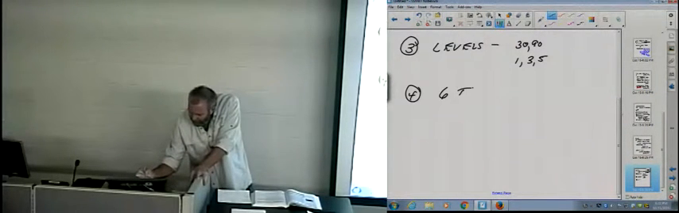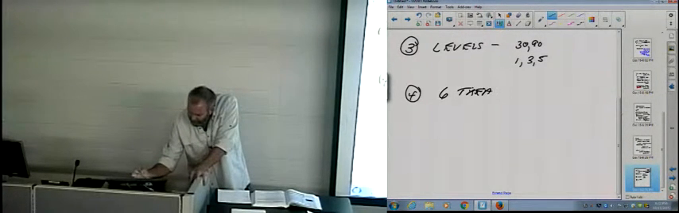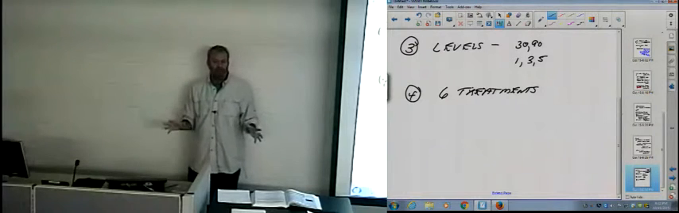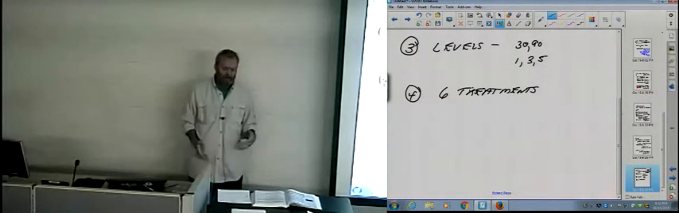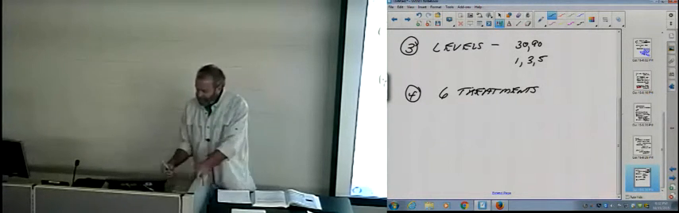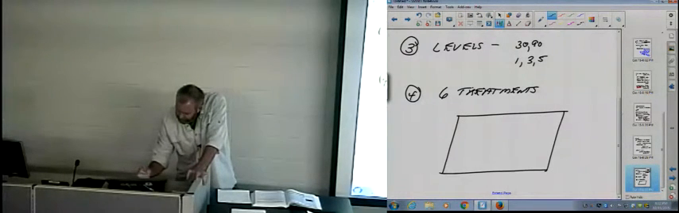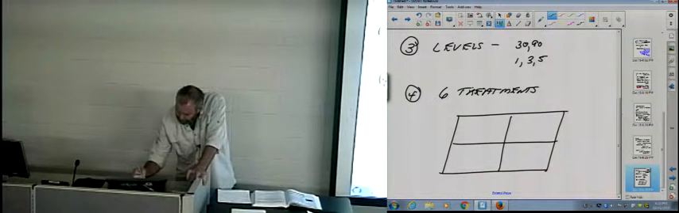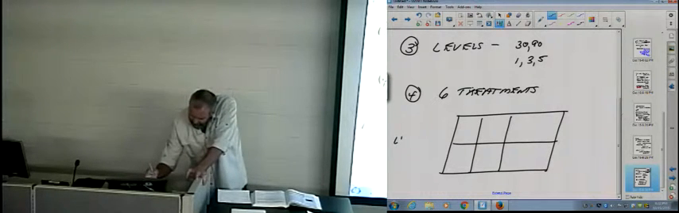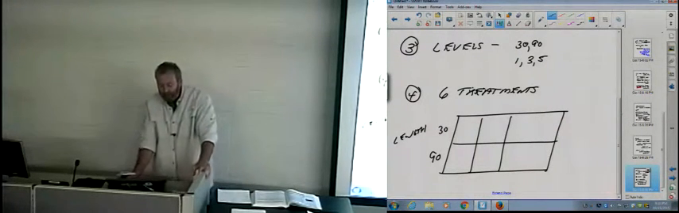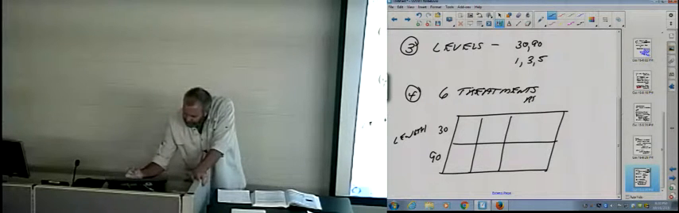Now, I'm not going to label them like I did last time. When I got this much stuff going on here, where you have 6 treatments, you got 2 factors, you got more than 1 level of each one of the factors, here's what I'm going to do. I'm going to draw you a little picture of what's going on here. Here is the length. It was either 30 or 90. Here is the repetitions.